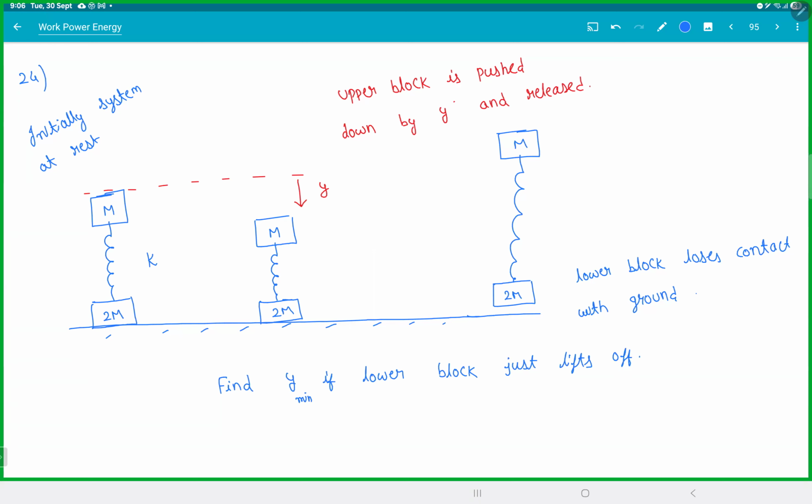Initially, we have an m block and a 2m block, and the system is at rest. Now what you did, you pushed that upper block down by y, you compressed it, and then you released it. You removed your hand. Now, because you compressed it, this block m will fly up. At some point, it is going so fast that it will start pulling the spring up, and the 2m also will go up. And then it loses contact.